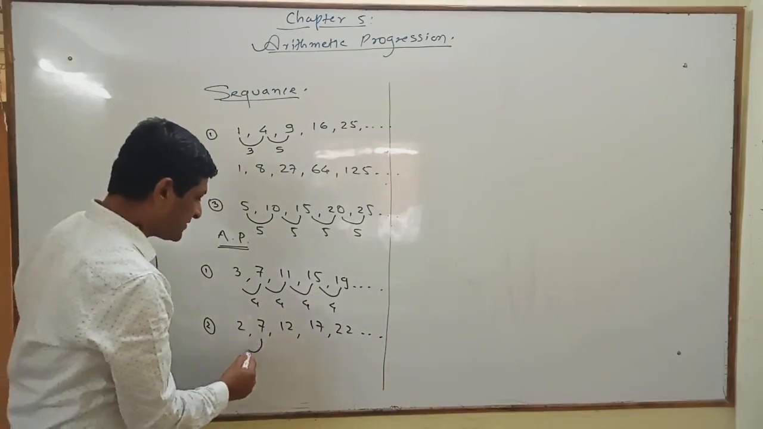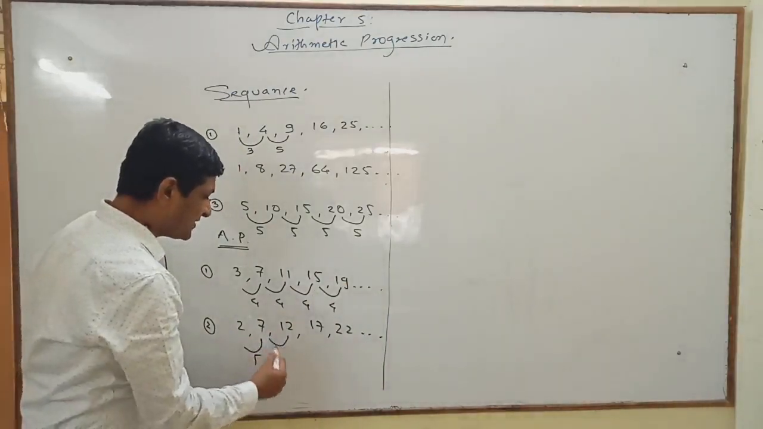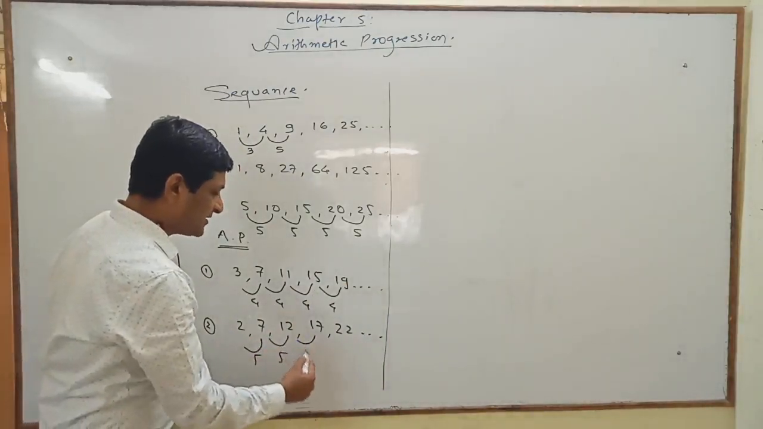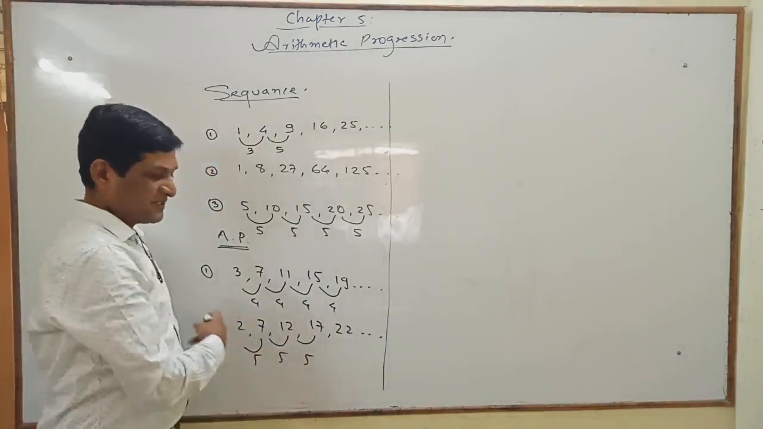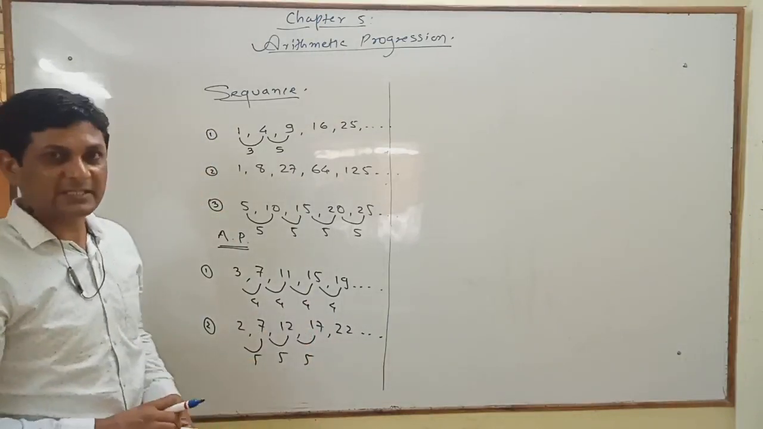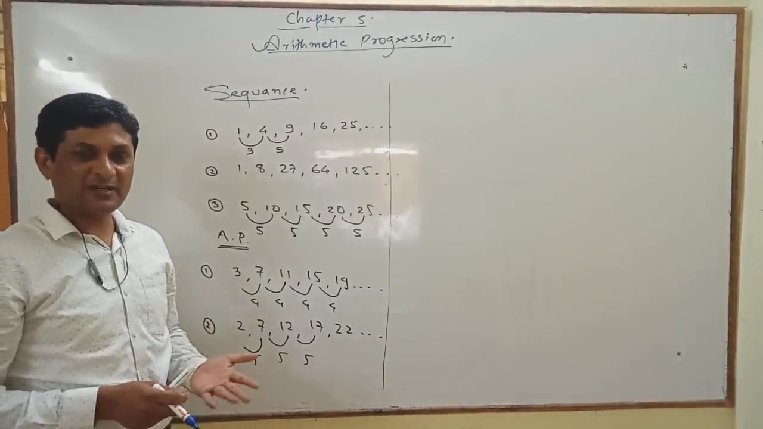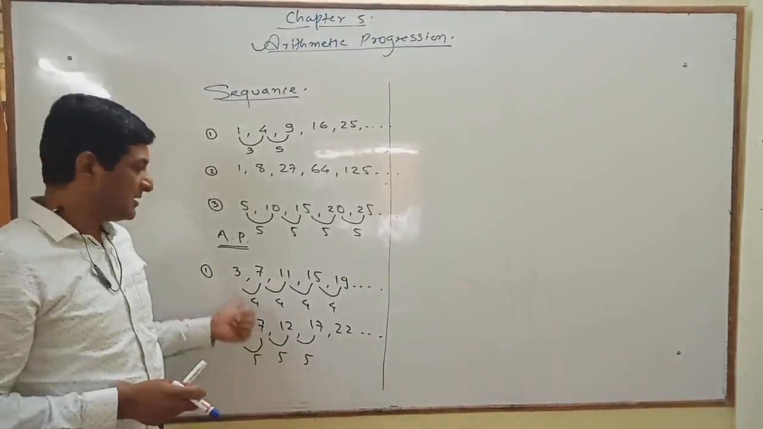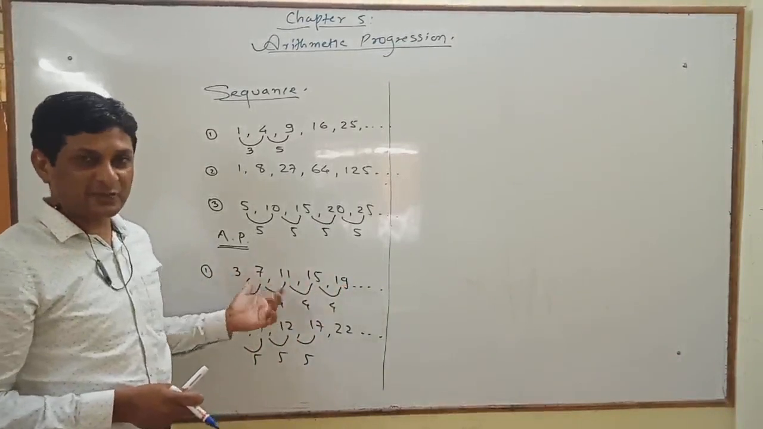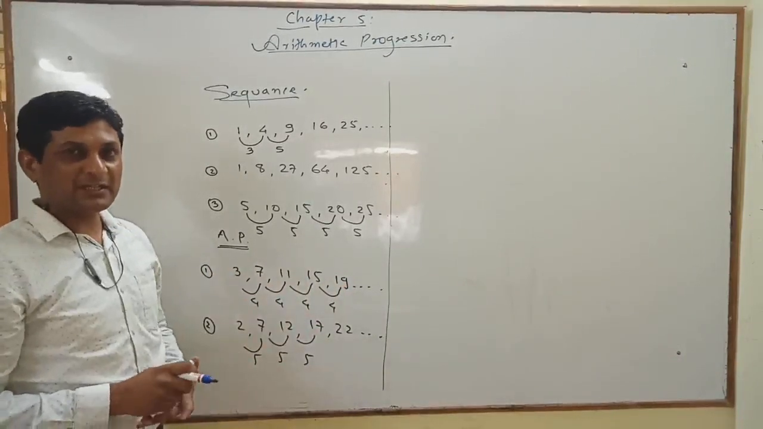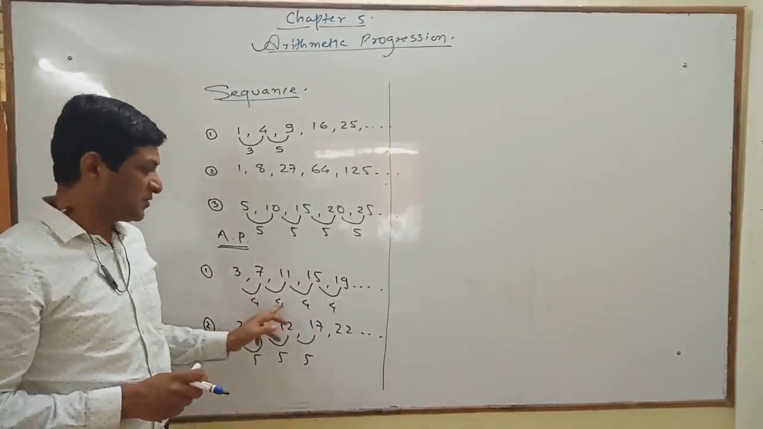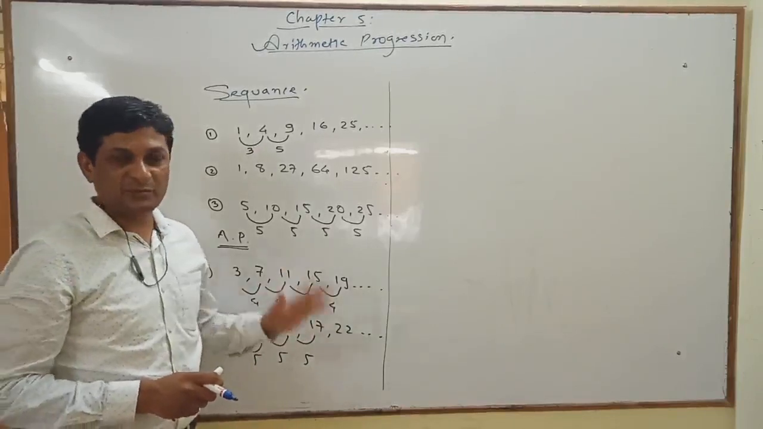Here what is the difference? 5. Here also the difference is 5. Here also the difference is 5. Since the difference is constant, we can say that it is an arithmetic progression. So I hope the idea about arithmetic progression is clear. A very simple definition is there. The numbers are arranged in such a way that the difference of any term to its previous term should be constant.